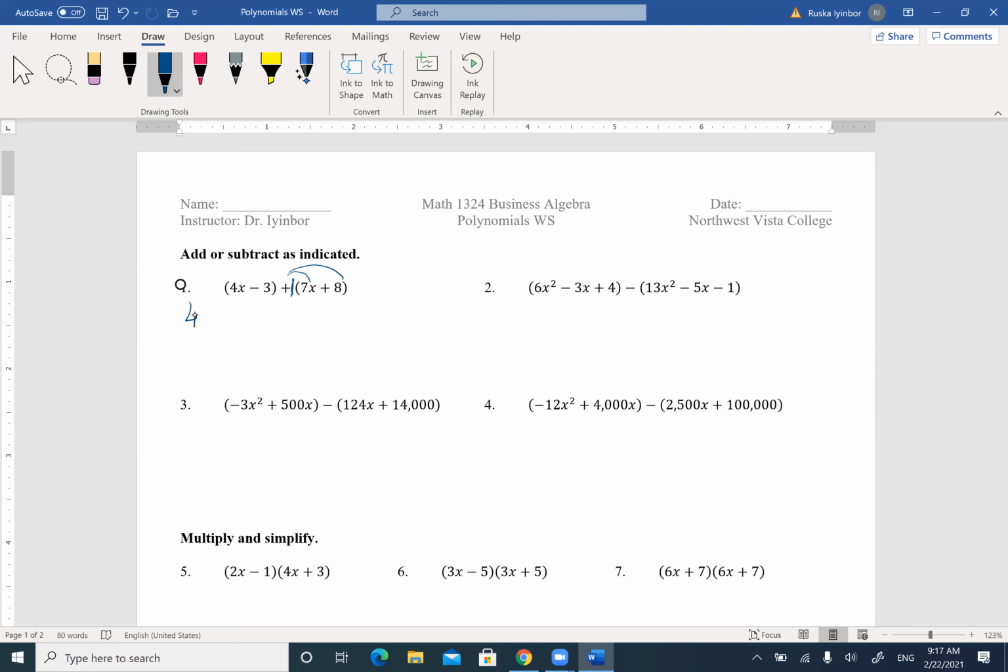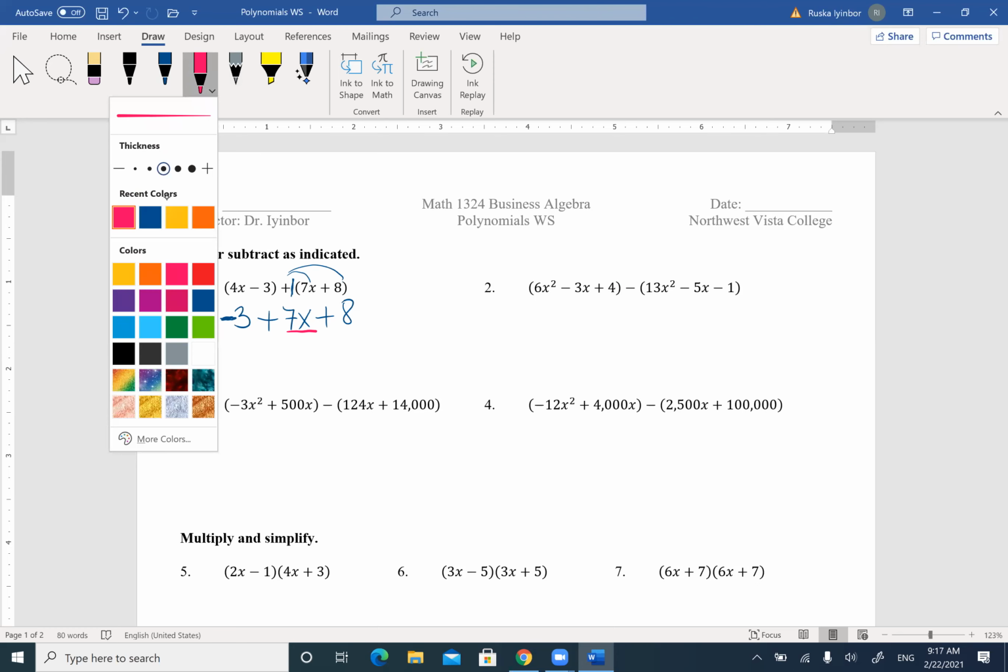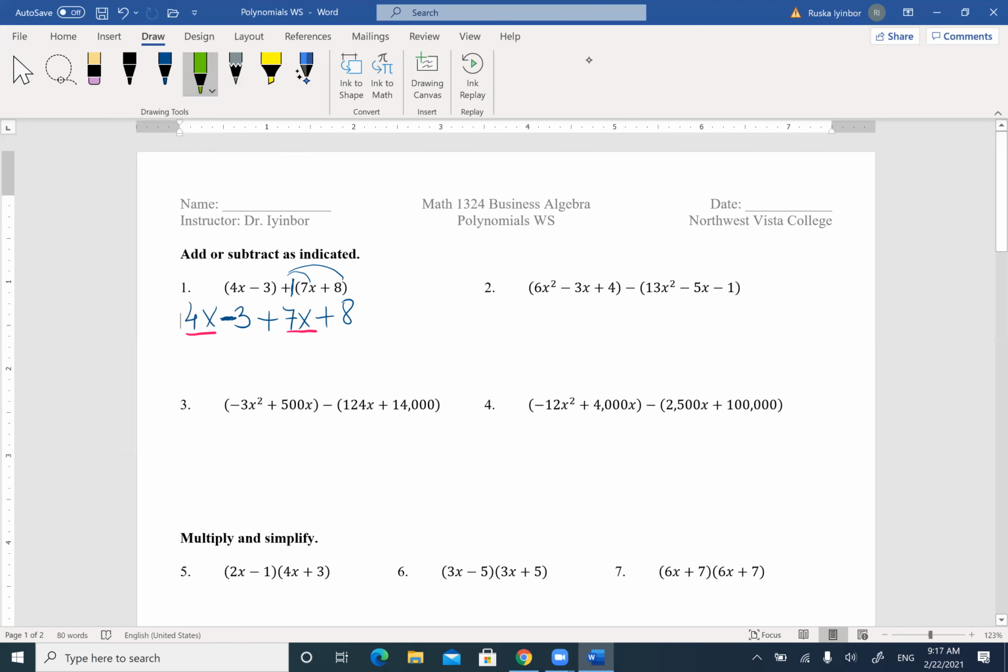So I'm going to have 4x minus 3 and then plus 7x plus 8. So when it's plus, you pretty much just erase the parentheses and don't worry about them. Everything stays the same. Then from there, we're going to combine like terms. What that means is we're going to combine x with x and number with number. So we're going to add 4x and 7x, and we're going to combine also negative 3 and positive 8. And then we're just going to write what is left.